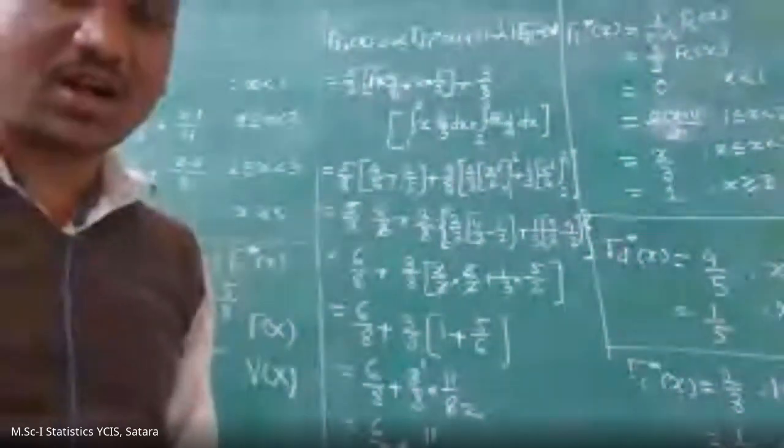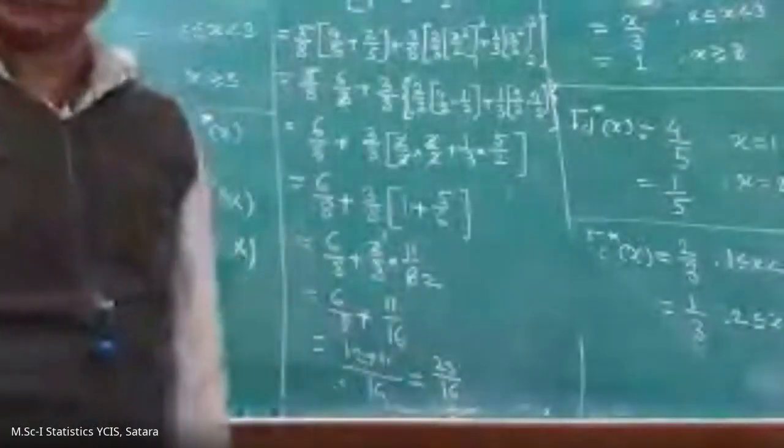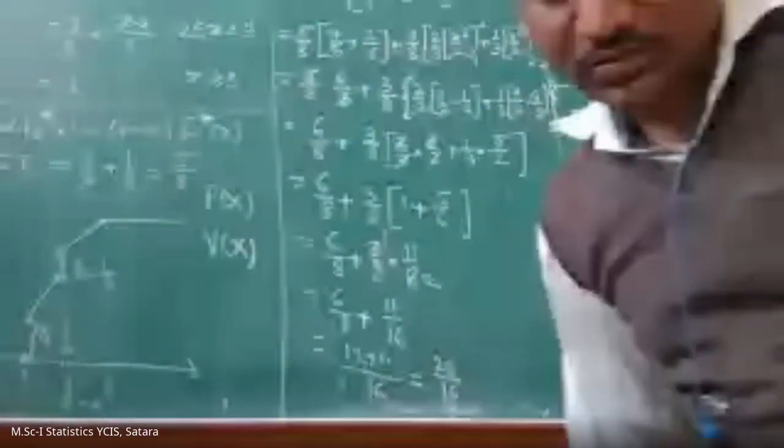Did you understand? Therefore the expected value, that is the mean value of the given distribution function, is 23 by 16. Understand? Hello? Yes, sir. Yes, sir. Any doubt?